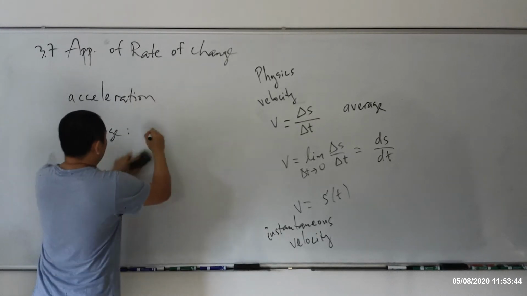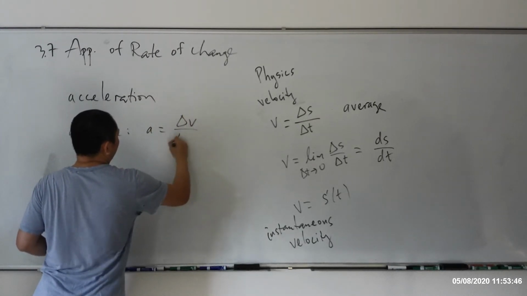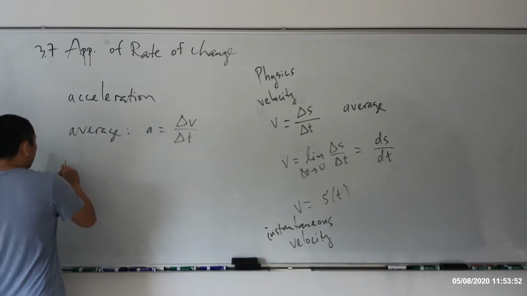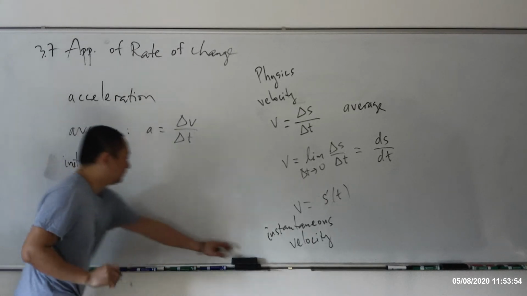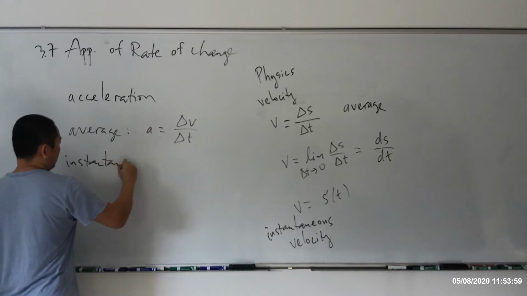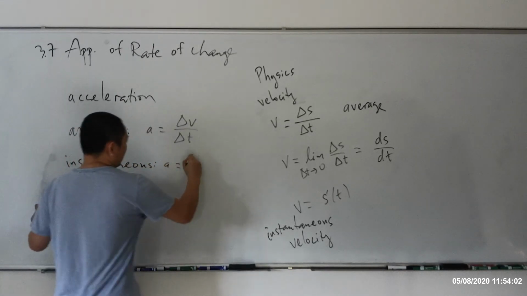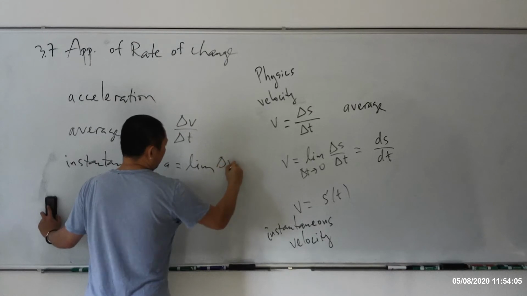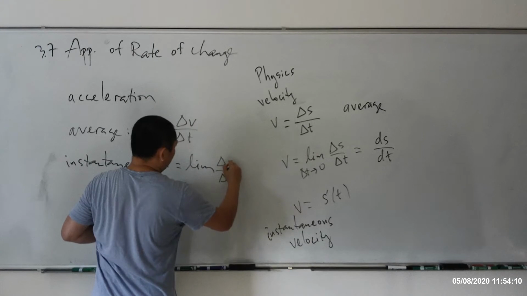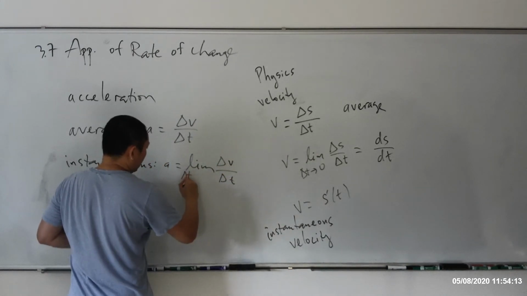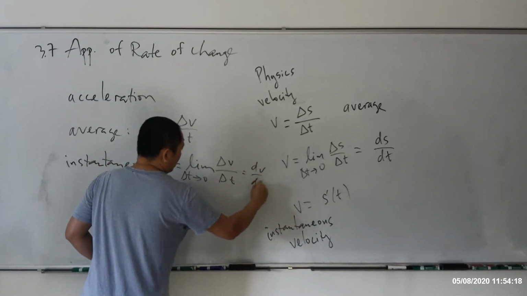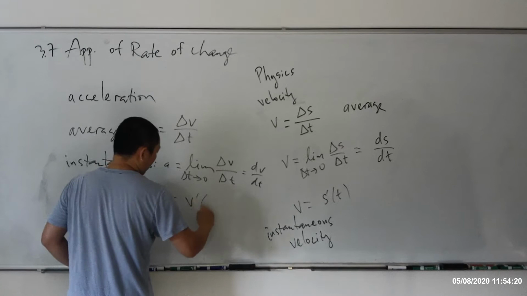is a equals delta v over delta t. It's the average change of the velocity over change of time. The instantaneous one is the limit of delta v over delta t. Let me just try slowly. Right. Delta t getting to 0, and this is dv over dt, which is v prime in terms of t, right?